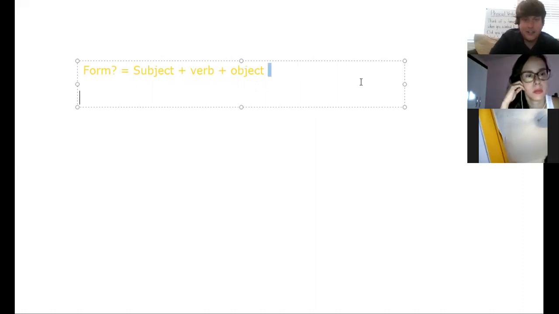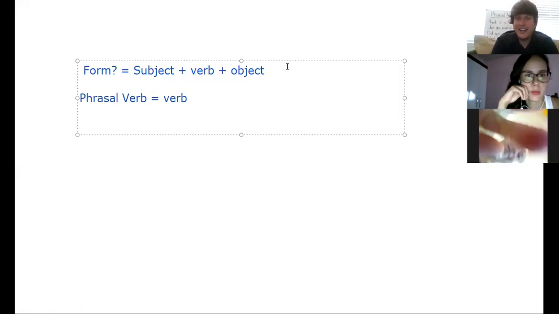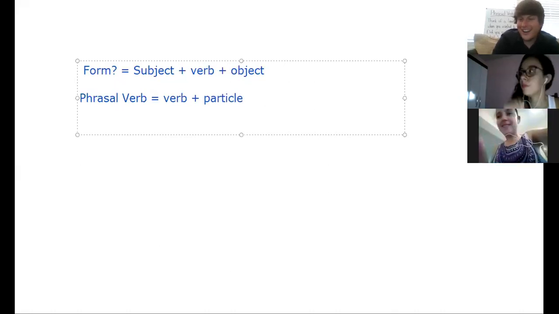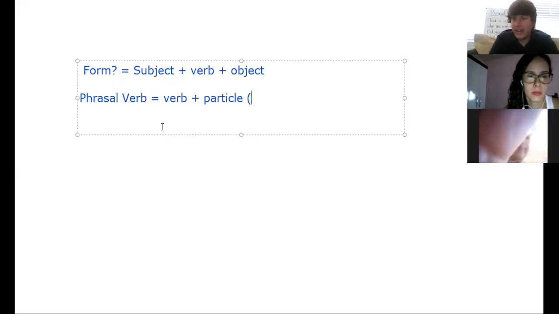And can anybody remind me, there are two parts in any phrasal verb. What are the two parts of a phrasal verb? Just a basic review. First, we have the verb. And Jawida, what comes after the verb? I think object. Well, good try. In this case, it is a particle. A phrasal verb has two parts, a verb and a particle.